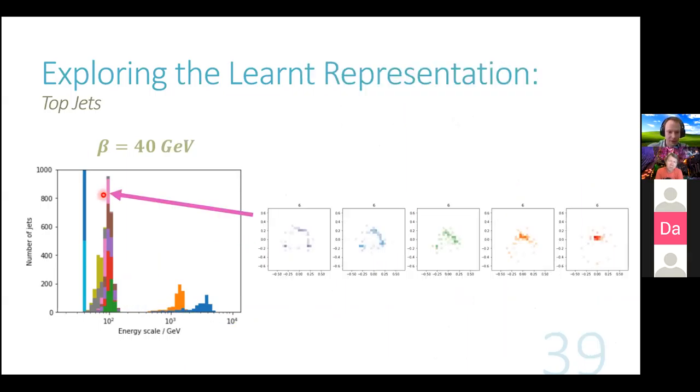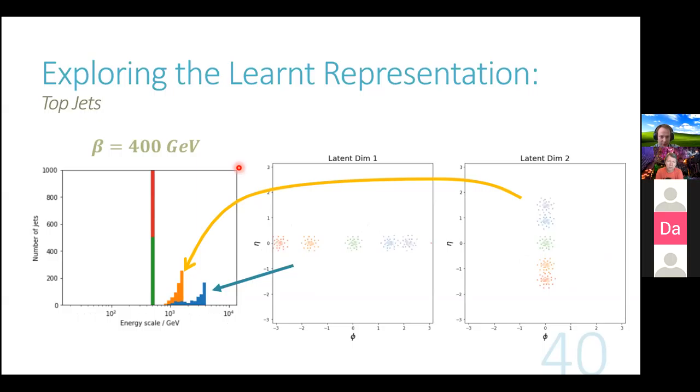This pink one I found interesting. These are jets that are generated from translations along that pink direction. And this is some kind of S wave deformation of the jet. On the right, the jet's very concentrated in the center. On the left, it forms a ring.